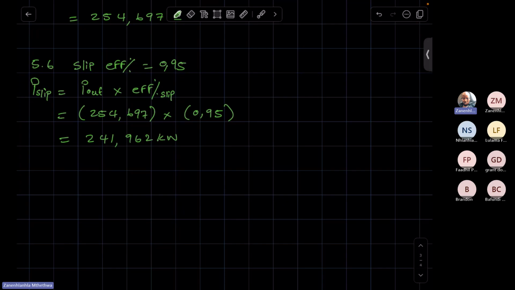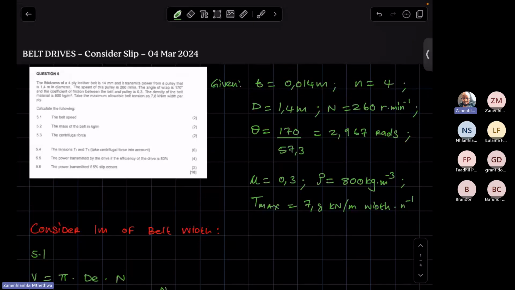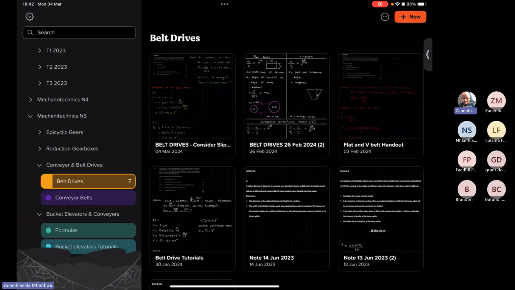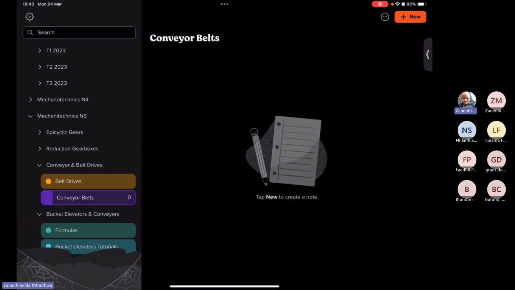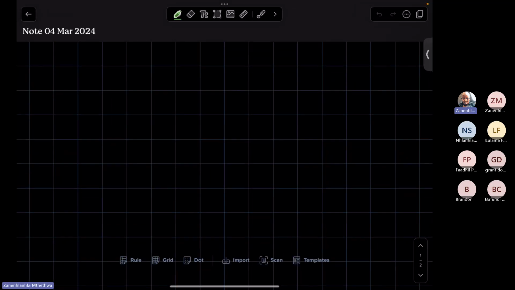So now we are going to look at conveyor belts.